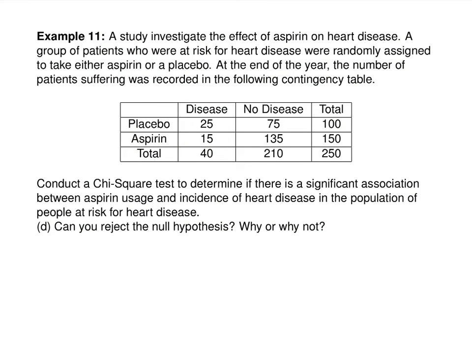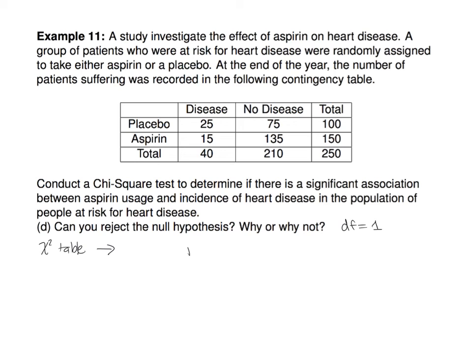Okay, can you reject the null hypothesis? Why or why not? Well, first of all, the degrees of freedom here is 1. And looking at our chi-squared table, we see that we have a chi-squared value of 7.88 and 10.83.